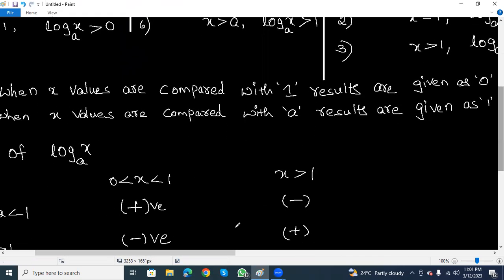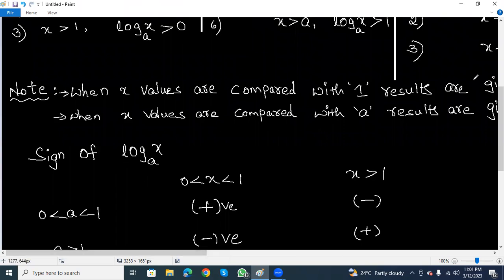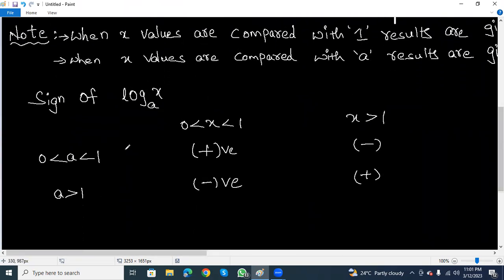Let's look into this. This is the sign of the log. It is so simple. If a is less than 1 and x is also less than 1, both have the same inequalities. If both inequalities are the same, then the logarithmic value is positive. If there are opposite signs, that means a is less than 1 and x is greater than 1, then it is negative. Opposite signs means negative.